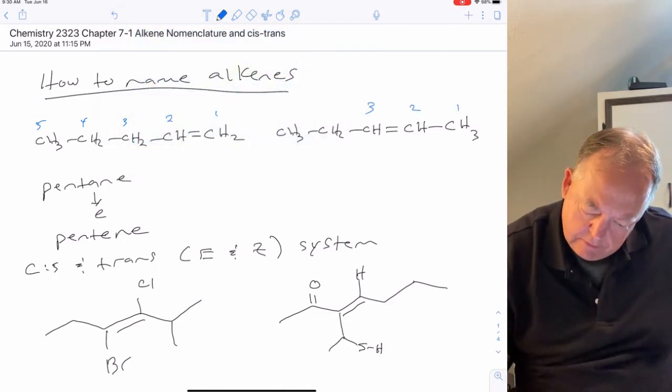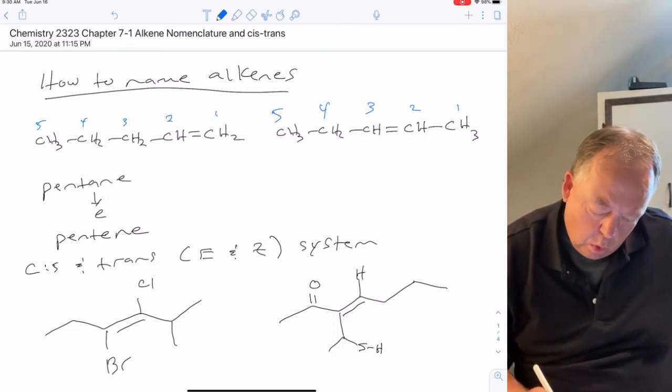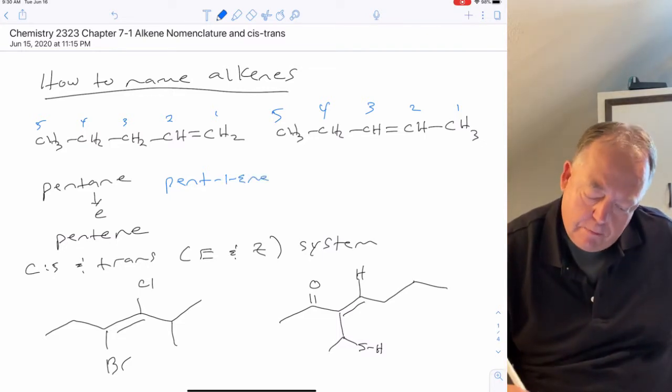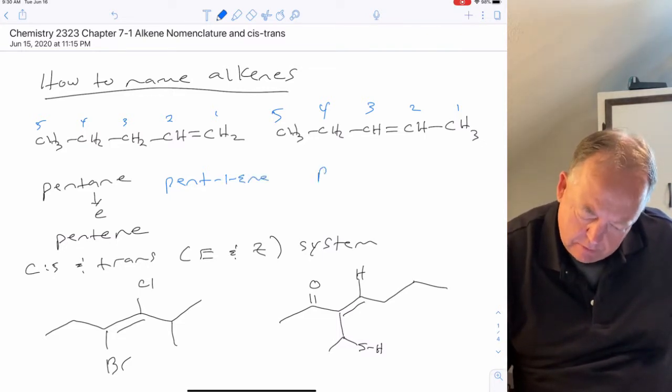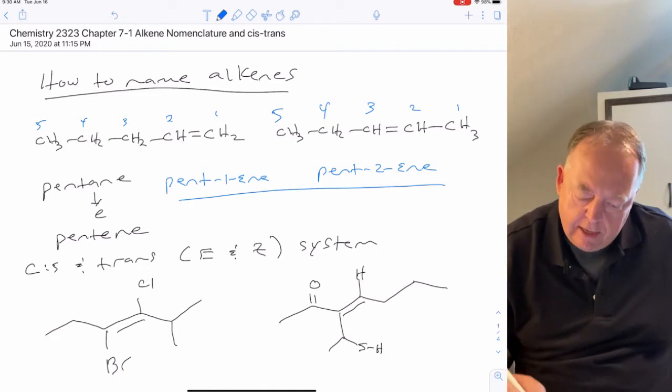In the first molecule, the double bond starts at carbon number 1, so we would name this pent. The E is what tells you it's a double bond, so put the 1 right before the E. That would be pent-1-ene, and then this would be pent-2-ene. This is the more conventional way to name alkenes.